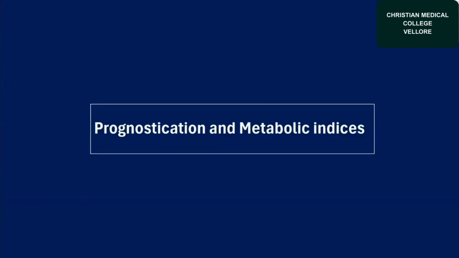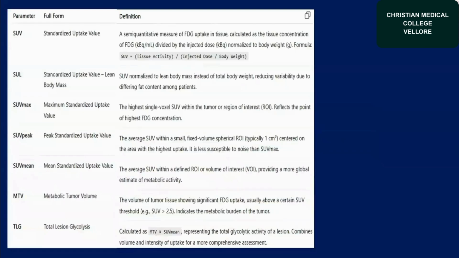So just moving on to prognostication using PET. So we know that there are several metabolic indices which look at the semi-quantitative assessment while looking at response assessment and to assess the lesion activity. SUV, we know, is basically the tissue activity divided by the injected dose by the body weight. What is SUV lean or SUL? It is normalized to the lean body mass instead of the total body weight. So this reduces variability due to different fat content among patients.